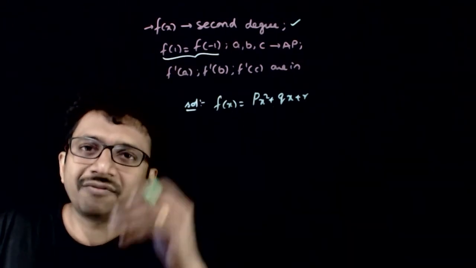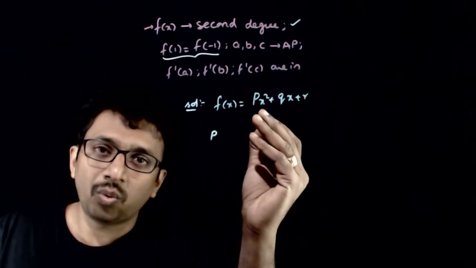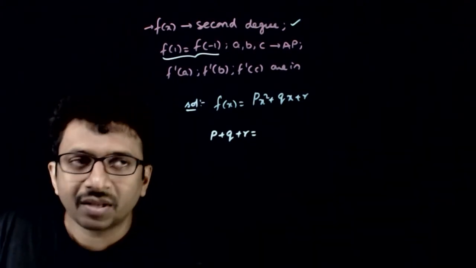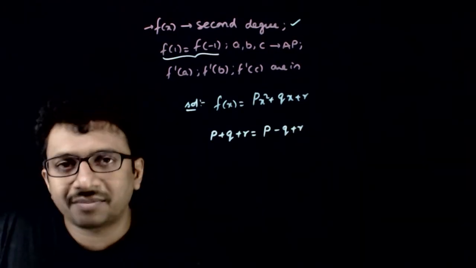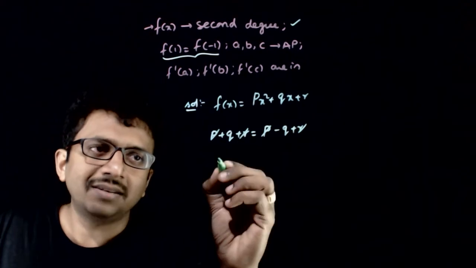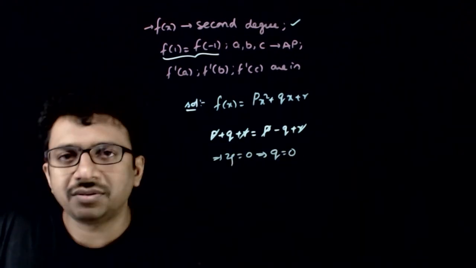Now let's go to the second information. f of 1 is equal to f of minus 1. That is p times 1 plus q times 1 plus r is equal to, so what is f of minus 1? p minus q plus r. So this p and r get cancelled. This implies 2q is equal to 0. This implies q should be equal to 0.